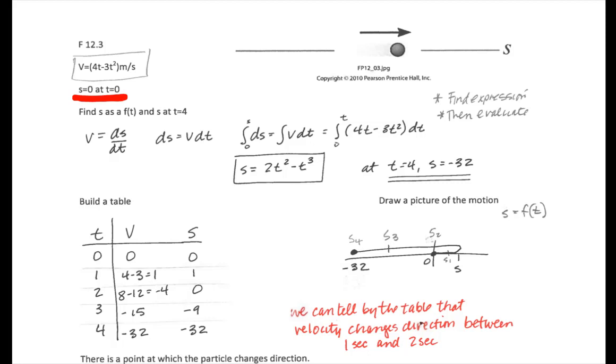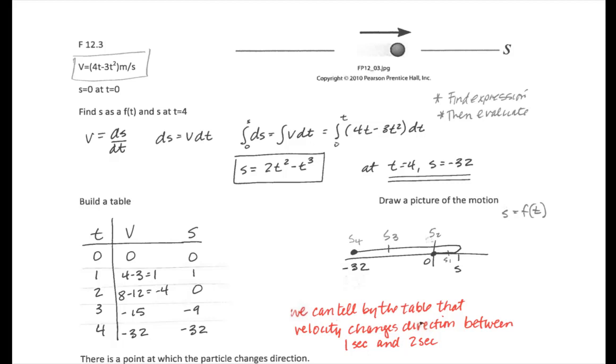When that is the case, s naught is equal to 0, so it doesn't show up, or you don't need to have it show up in the equation for position. Once I have an expression for position, then I can evaluate it at any point. In this case, where t is equal to 4, I can evaluate that and see that s is equal to negative 32.